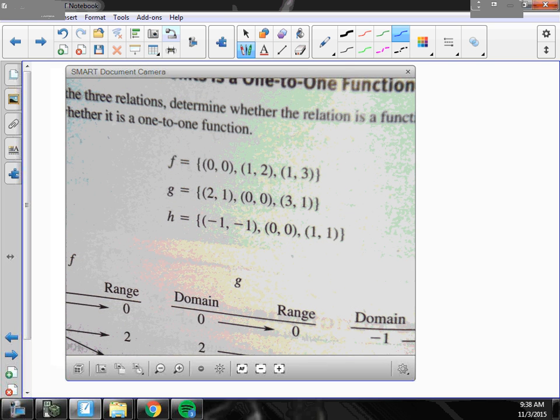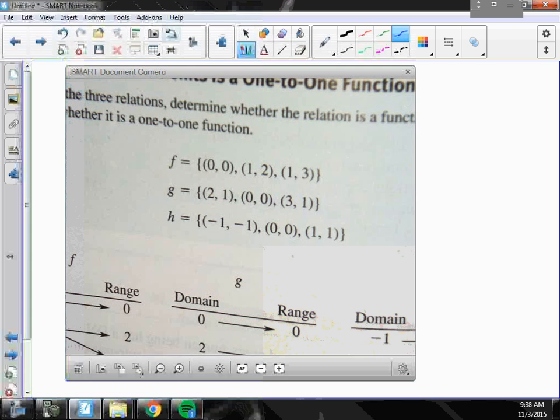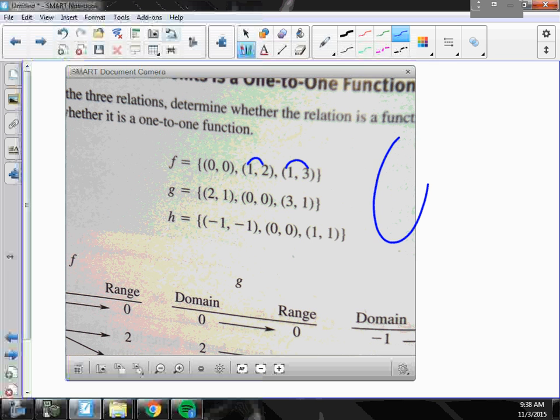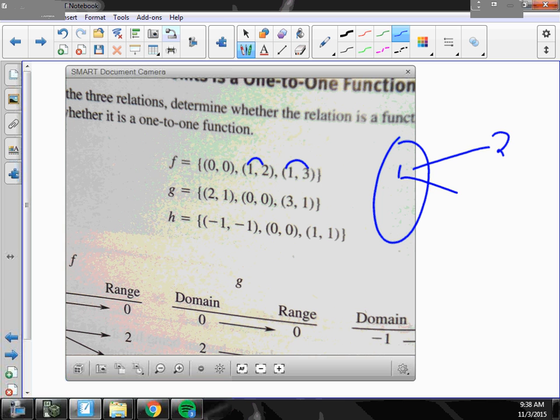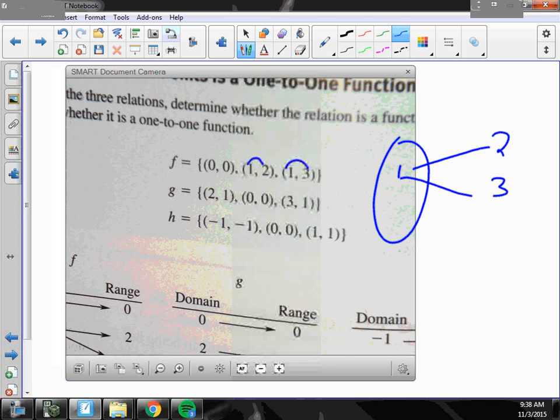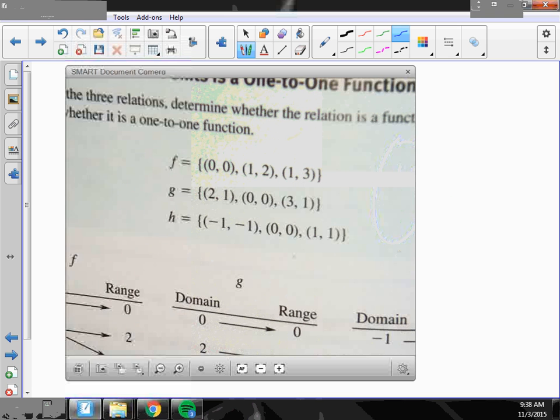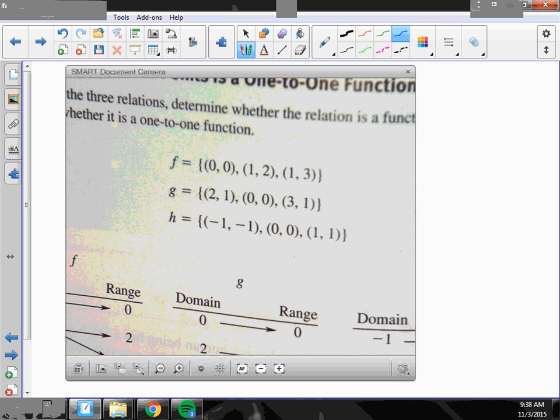Is f a function? No. Because 1 goes to 2 and 1 goes to 3. So 1 goes to both 2 and to 3, so it's not a function. Is g a function? We have 2 and 0 and 3, so we have three different elements of the domain. Is g one-to-one? No, because when I turn that around, it's not a function. So if you invert a non-one-to-one function, you get something that's not a function.